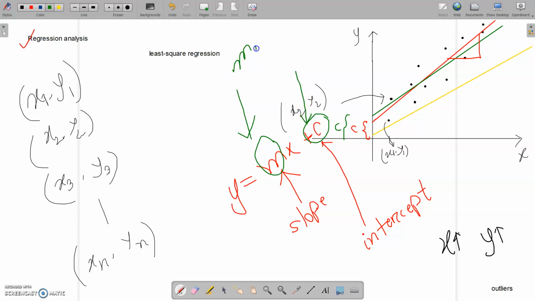M, that is the slope, and C, the intercept, represent the particular line. For different lines, you will have different values of M and C. So what we want to do is find a line, that means find the values of M and C that best fit the data. So how do you do that? Let's go there one by one.